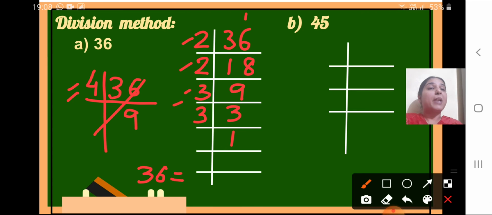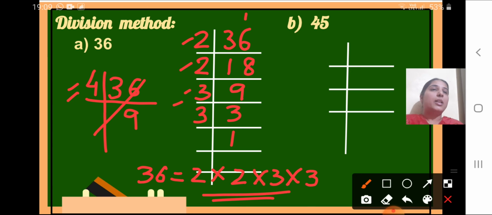Therefore, it is called prime factorization because we are using the prime numbers to factorize that number. So what will be the prime factorization? How will we write number 36 as the product of its prime factors? It will be 2 into 2 into 3 into 3.